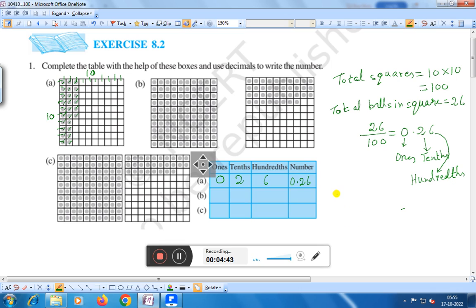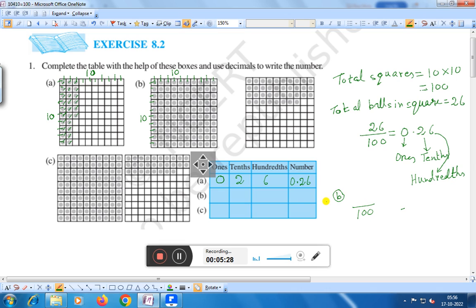Question number B is here. Again, we'll count the squares in the horizontal direction: 1, 2, 3, 4, 5, 6, 7, 8, 9, 10. And in the vertical direction it is also 10: 1, 2, 3, 4, 5, 6, 7, 8, 9, 10. If you multiply, 10 into 10, total there are 100 boxes, right?